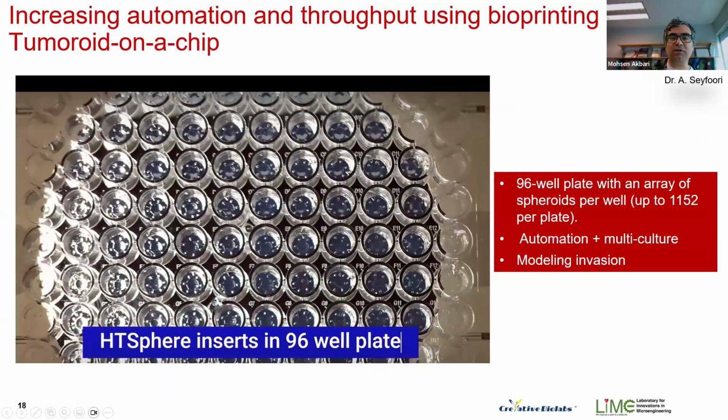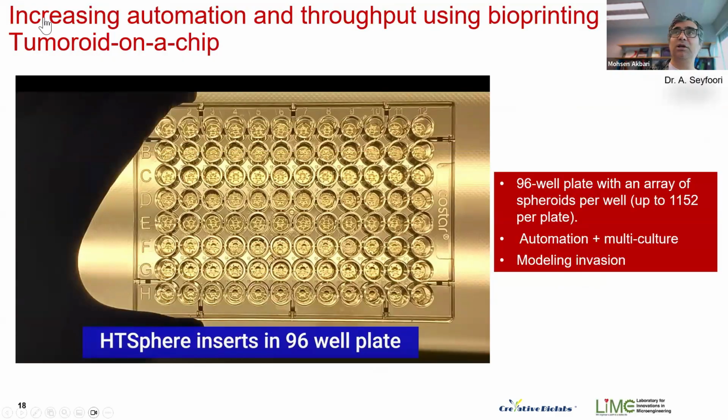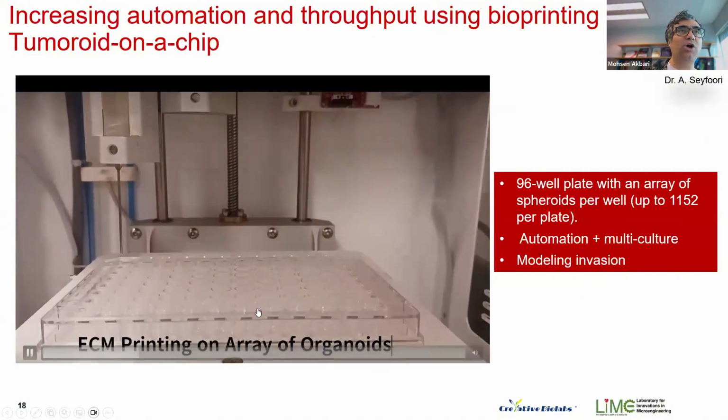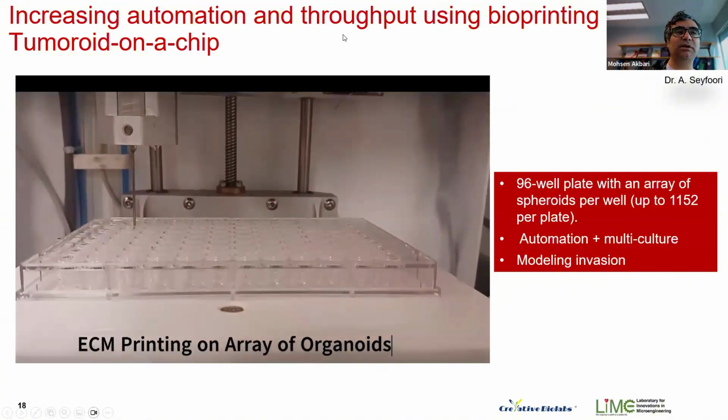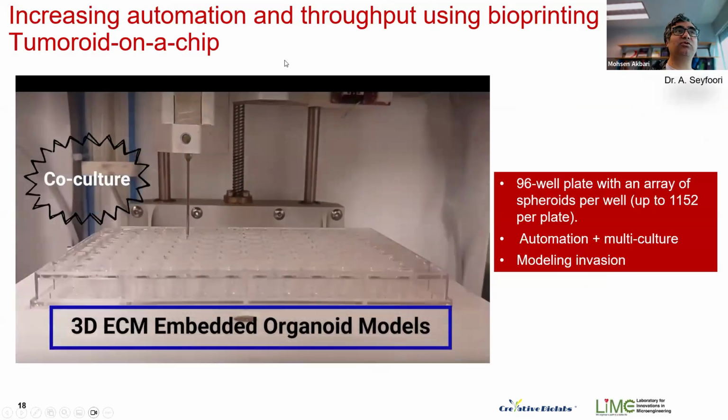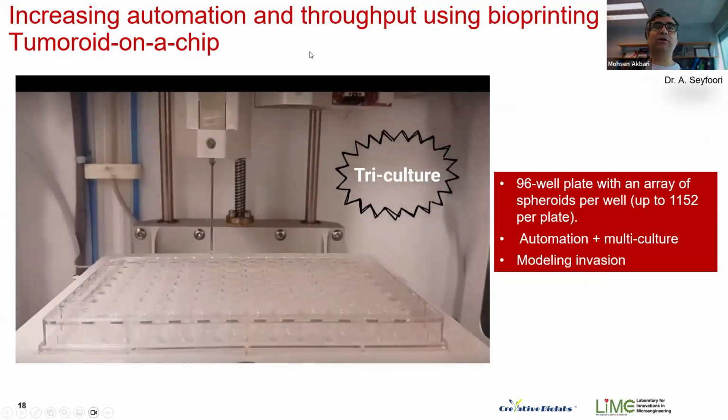So the last part of the talk is dedicated to our efforts. The credit primarily goes to Dr. Seyfouri, who combined bioprinting with our Tumoroid-on-a-plate platform to add automation.